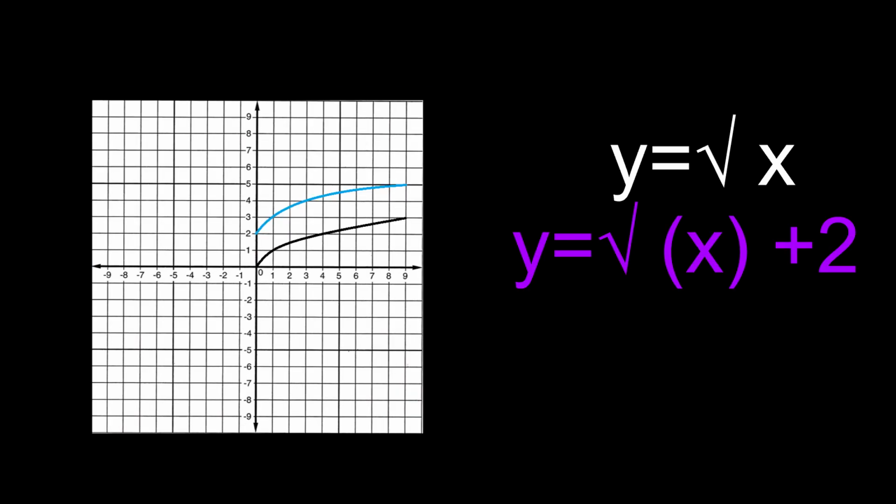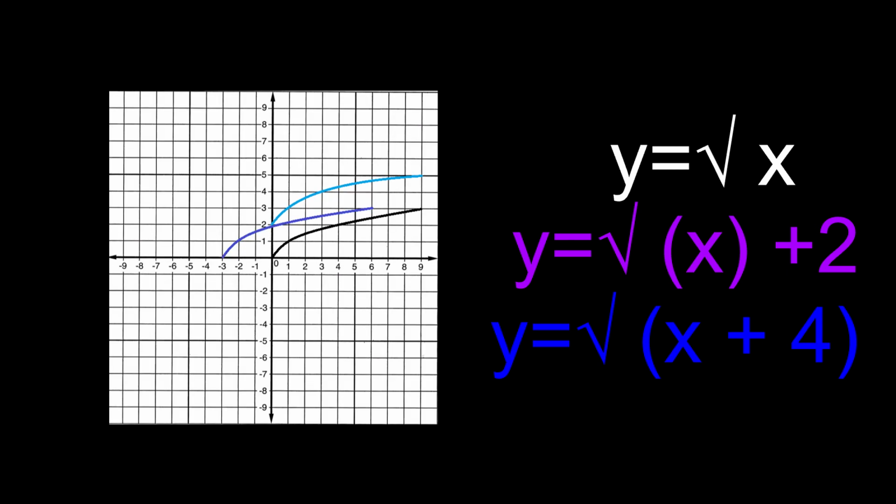Now, if we want to shift the graph either to the left or right, we would have to add the number inside the radical. So we can add plus 4, which would give us the function y equals square root of x plus 4. This would shift the graph to the left as shown. If we want to shift this to the right, we would use a negative number instead of a positive number.